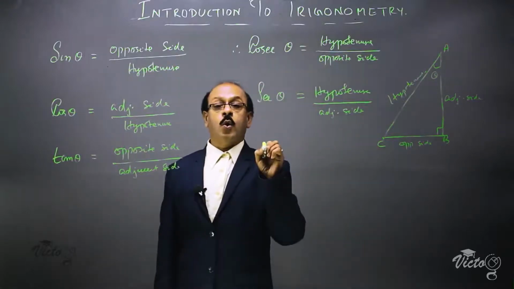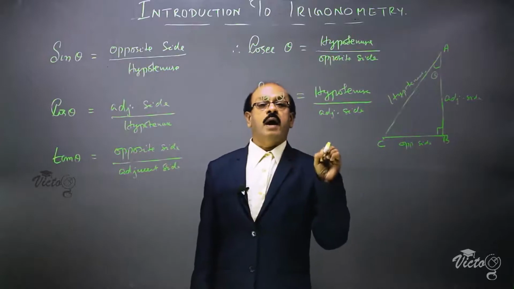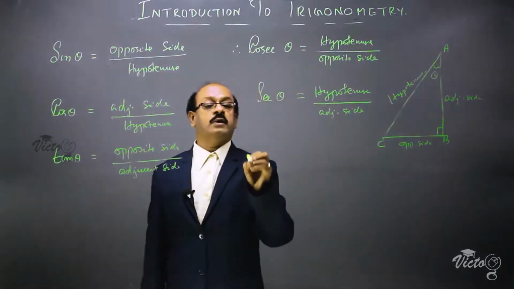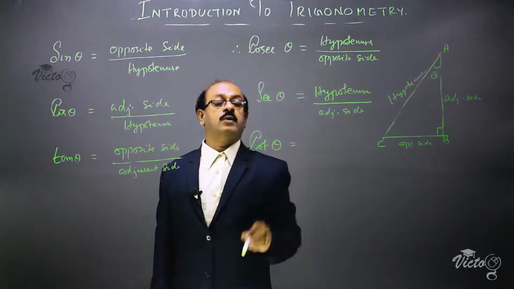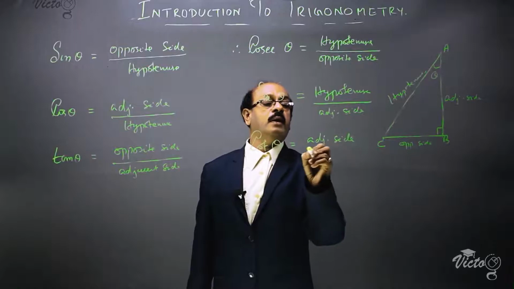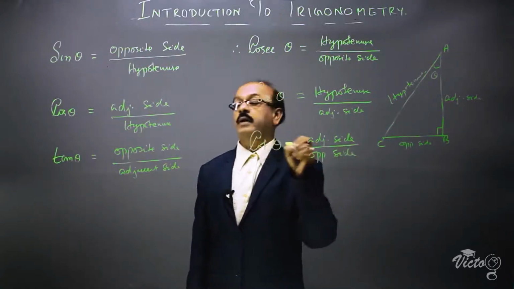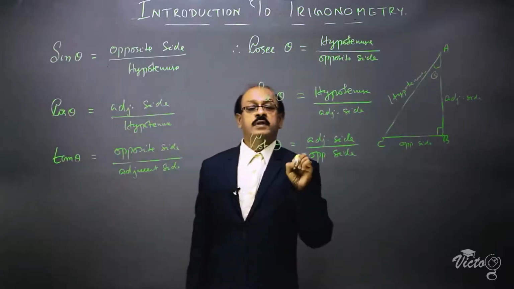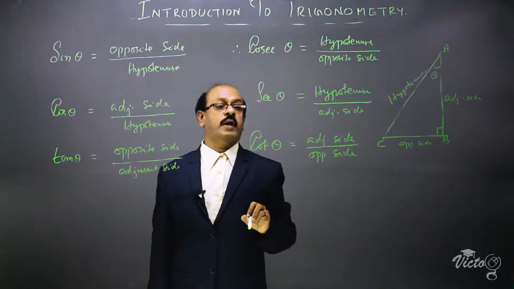That is cotangent. The full name is cotangent and its short form is cot theta. Cot theta is equal to adjacent side divided by opposite side. This is the reciprocal ratio of tan theta, which is cot theta, and its full name is cotangent.